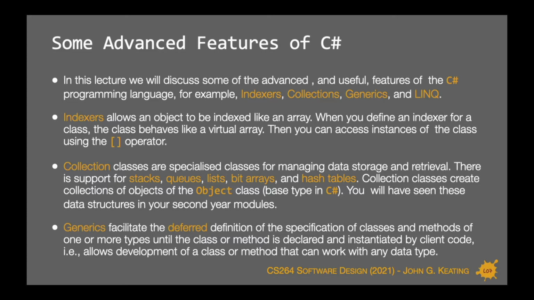The other thing are called generics, and they are really interesting because they facilitate the deferred definition of the specification of classes and methods of one or more types until the class or method is fully declared and instantiated by client code. So that allows us to develop a class or a method that can work with any data type. In other words, I have these class of objects that I know I'm going to need to manipulate.